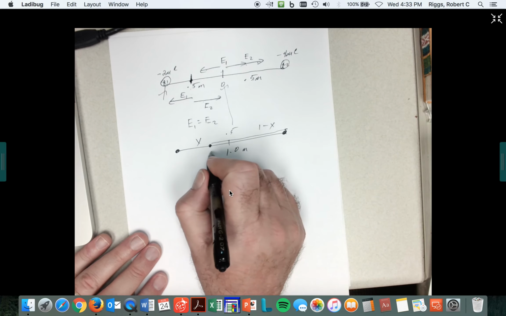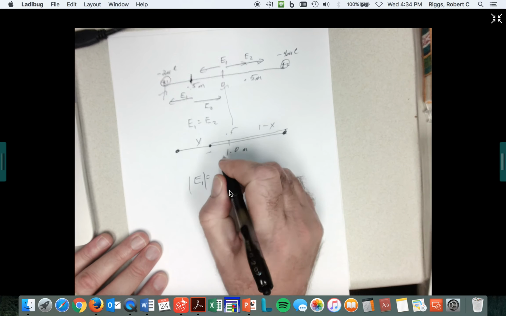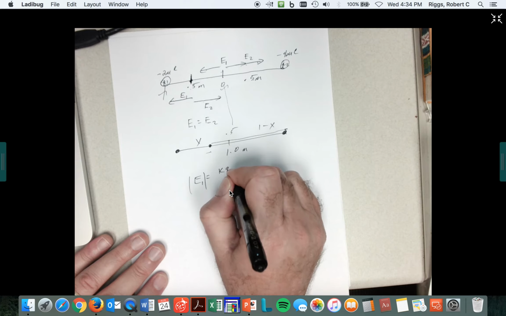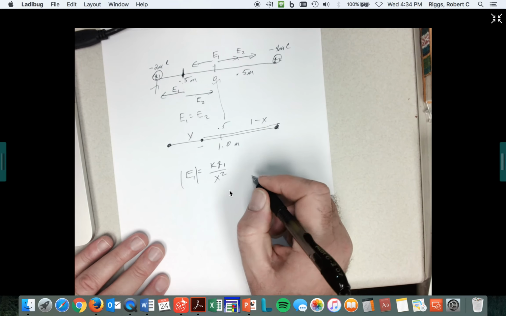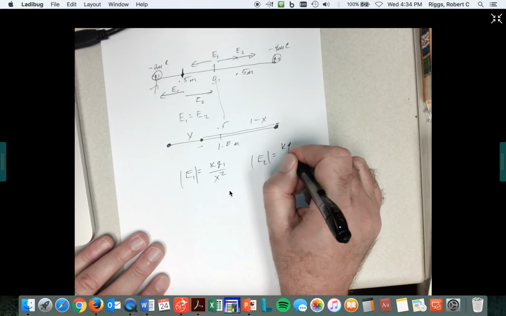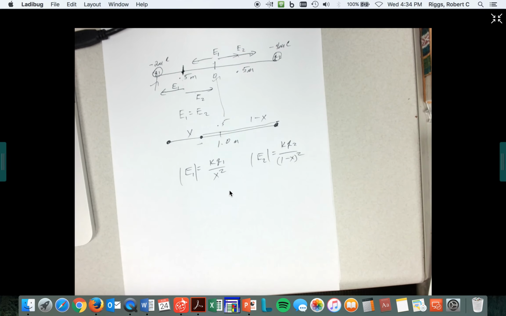So the absolute value of E1 is equal to k q1 over x squared, and the absolute value of E2 is equal to k q2 over (1 minus x) squared. And that's the way you go about it, and then it just turns into an ugly algebra problem. But that's the way you evaluate it. Now, would you be asked to do a question like that on the exam? Are you crazy?